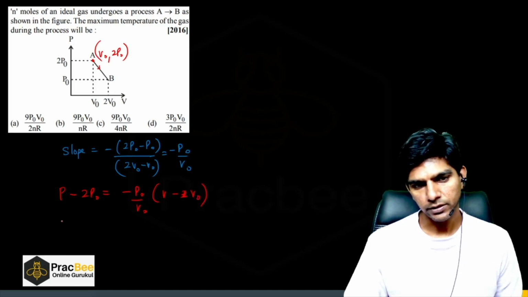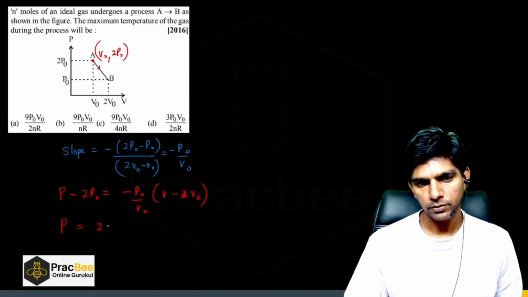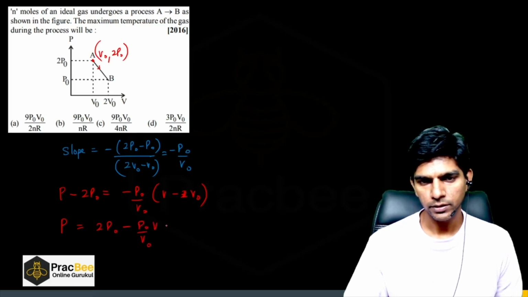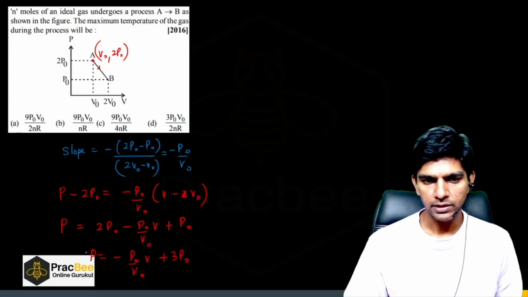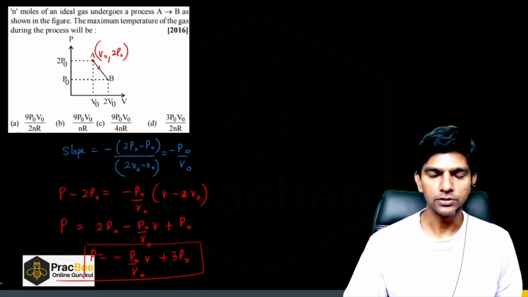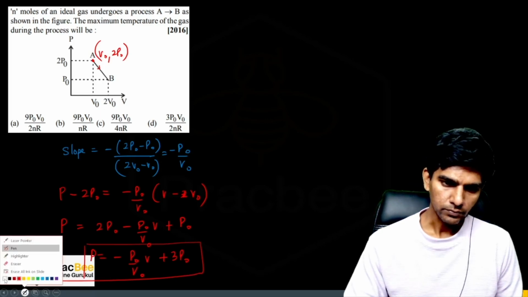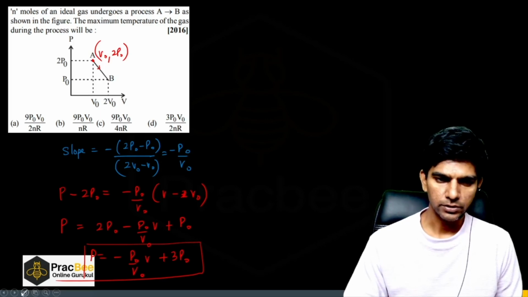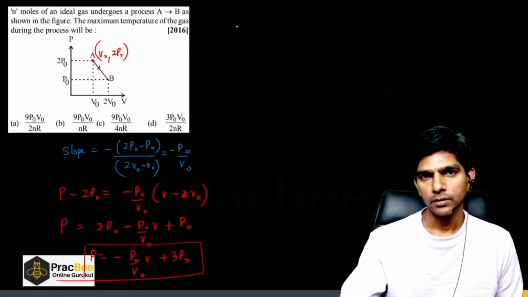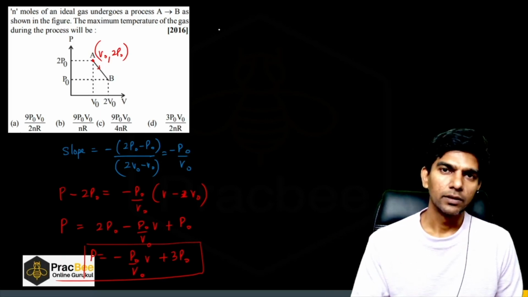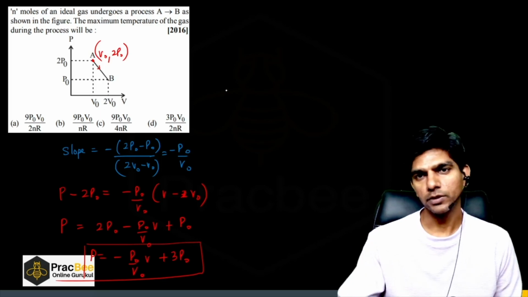So if we simplify this, pressure will be 2 P naught minus P naught by V naught times V plus P naught. So it is nothing but minus P naught by V naught times V plus 3 P naught. So basically we have pressure as a function of volume, and we want to find the temperature. Now if I write temperature as a function of volume, then we can use maxima and minima, and we can find the maximum value of the temperature.